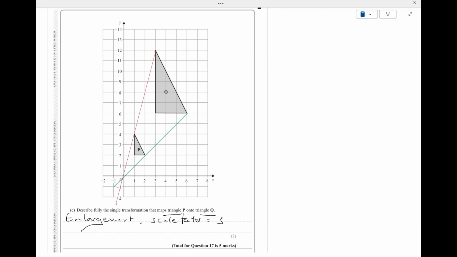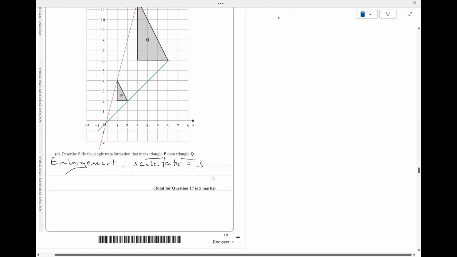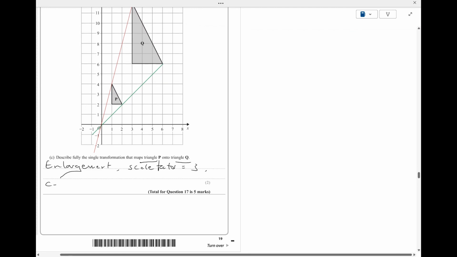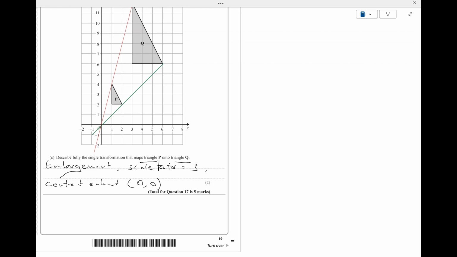And so it looks to me like the centre of enlargement is the origin. So I'm going to write centre of enlargement, you'll have to write it more neatly than me, is the origin 0, 0. Or you could say the origin if you wanted to.